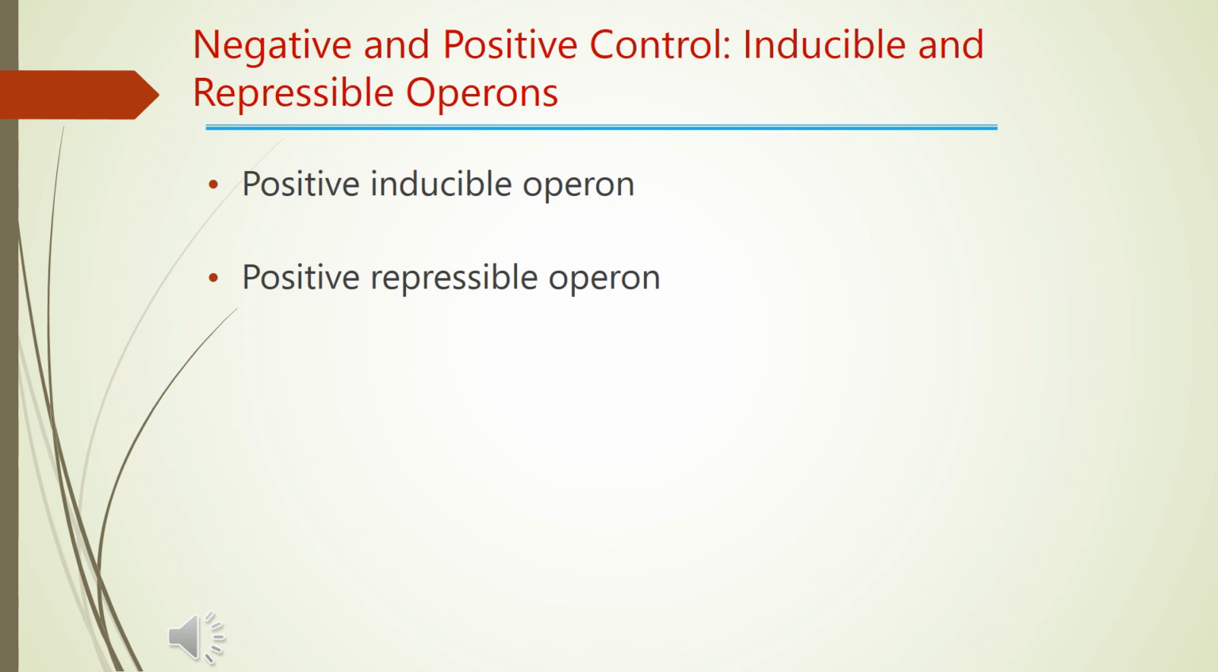Next one is positive repressible operon. That means here also the gene product will be a positive regulator or enhancer, or we can call it an inducer. It can enhance, it can promote the activity of structural gene transcription. So repressible means it is usually in an on condition and it must be turned off. So what will happen to this operon? We will discuss it later.